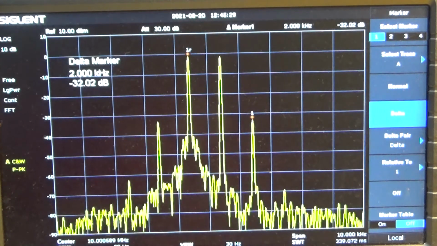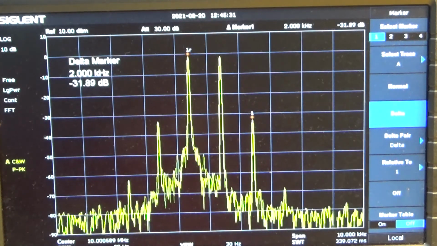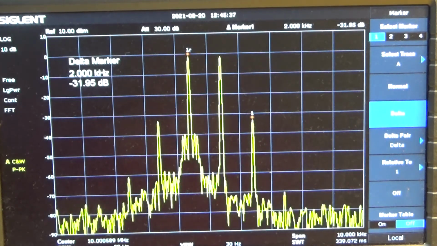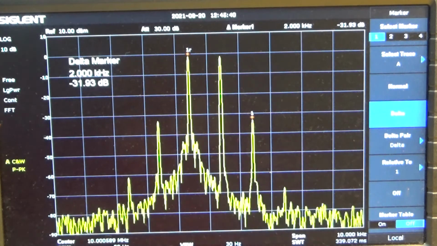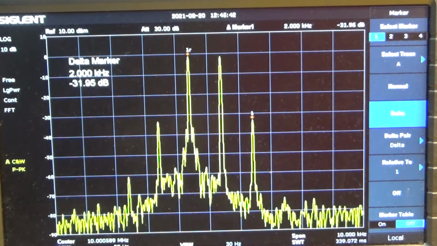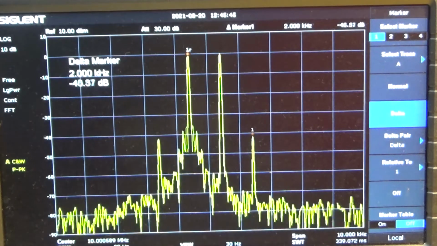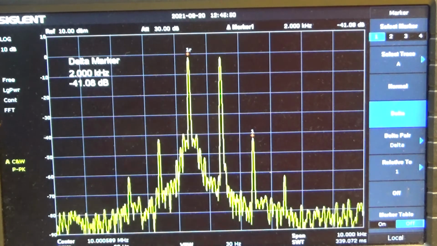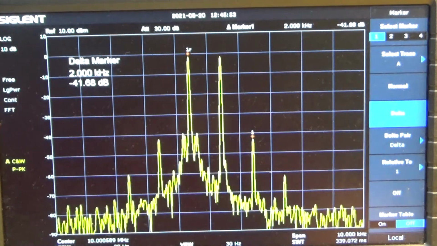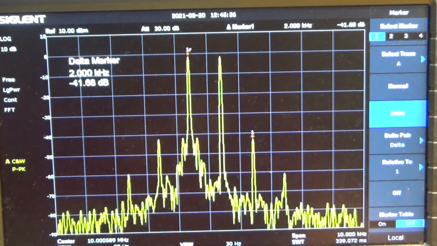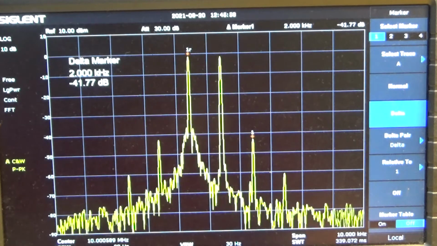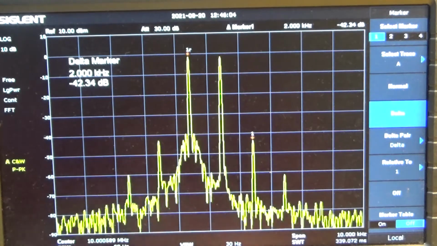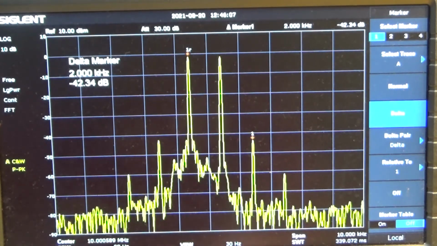So if I now adjust a few things and change the current or the bias, so I'm drawing 150 milliamps, which I will do now. So that's drawing 146 milliamps, that's near enough anyway. So that's now gone down by 10 dB to minus 42.